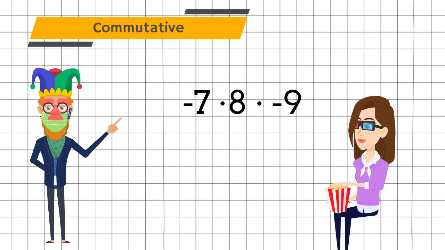The commutative property allows us to move a term from one place to another to simplify an equation or an expression. It can only be used in addition or multiplication.